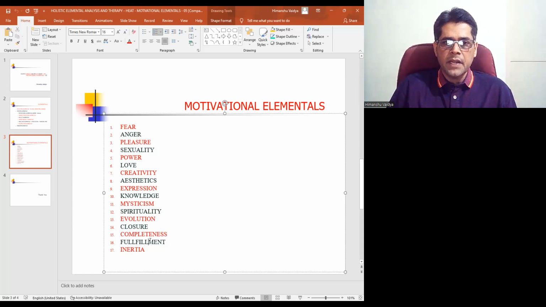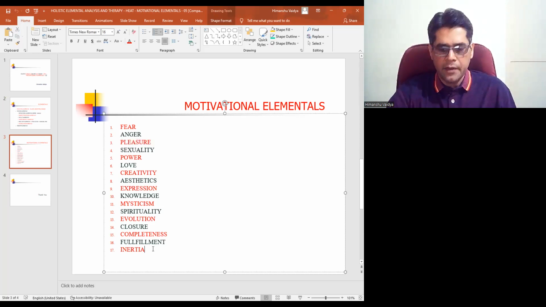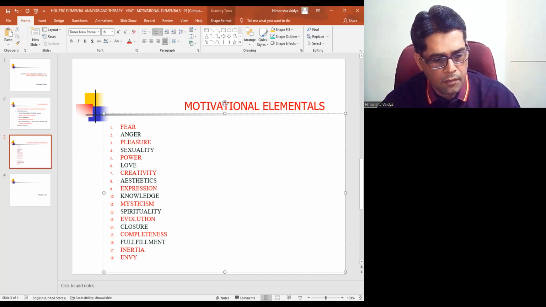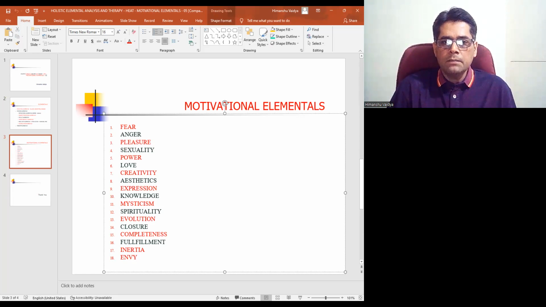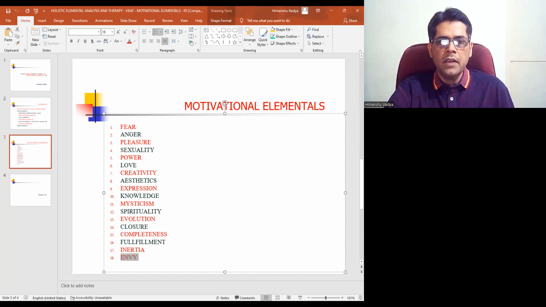Similarly, when we come to the second center, the sexual center, or in Sanskrit they call it Swadhisthana, we have pleasure, sexuality, and envy. I wished I had to add here. That also is related to the sexual center. So the sexual center is related to envy, it is related to sexual pleasure, some other pleasure, as well as some sort of creativity. So these are the areas which are dealing with the second center.